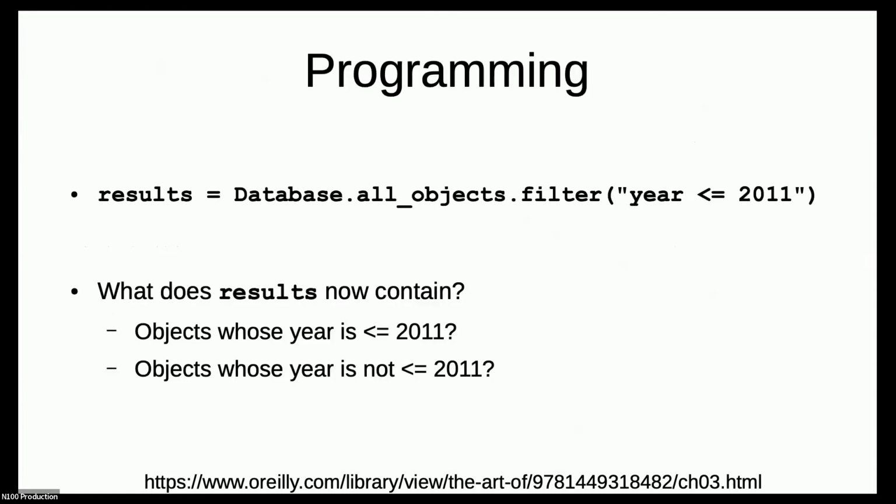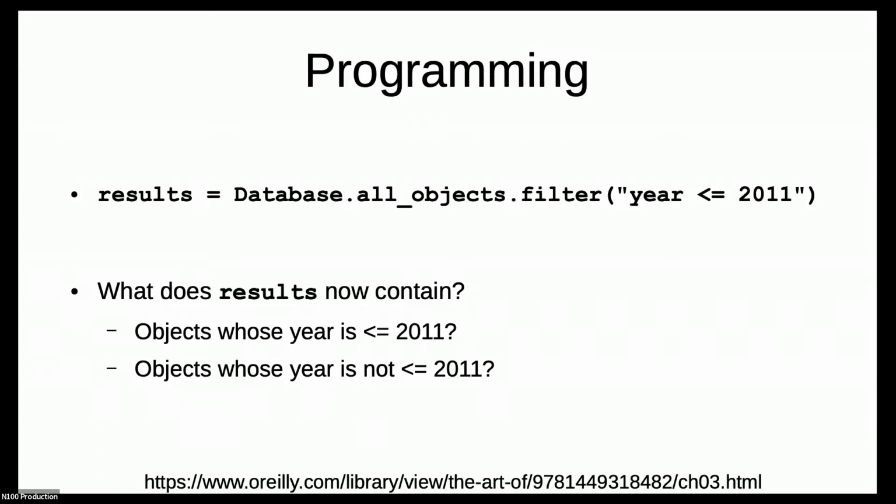Programming. Okay, this is an equation, or it's one line of code, so hopefully you can forgive me for this, and hopefully there are a few programmers here. So let's say we have a database object. It has a sub-object called allObjects and a function called filter. Right? What does filter mean?